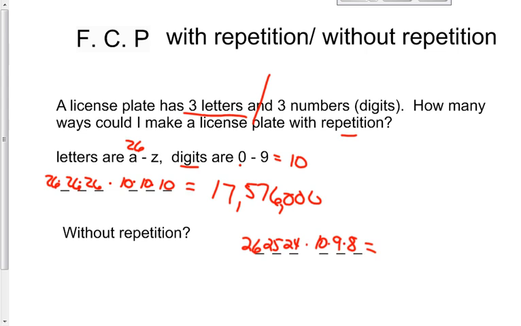Punch that into your calculator, and remember this is all multiplying again. Again, you'll have a huge answer. And hopefully you're at 11,232,000 choices, different license plates that you could make.